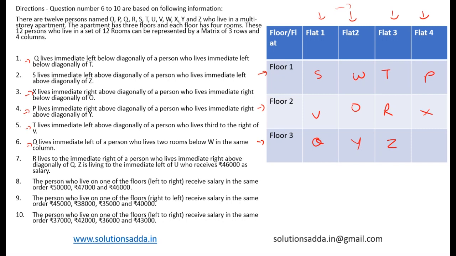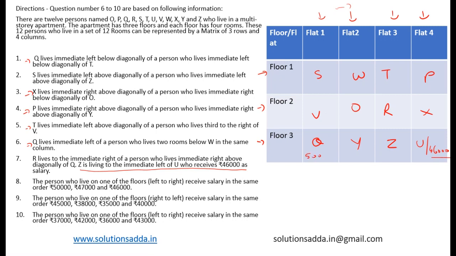Now the next point that we can take is Z is living to the immediate left of U who receives a salary of 46,000. That is this particular point. So we can put U here as well as the salary received by U is 46,000. Now, the person who lives on one of the floors from left to right receives the salary in the same order of 50,000, 40,000, 47,000, and 46,000. Since we have this information of 46,000 to the right, we can place it here.